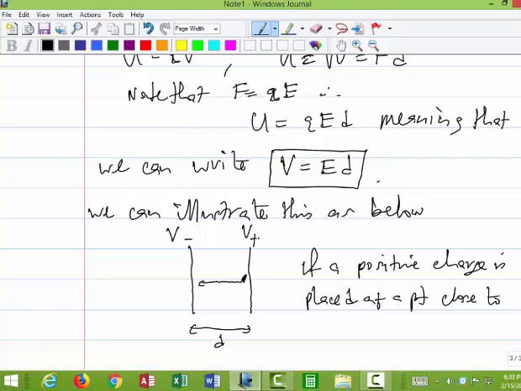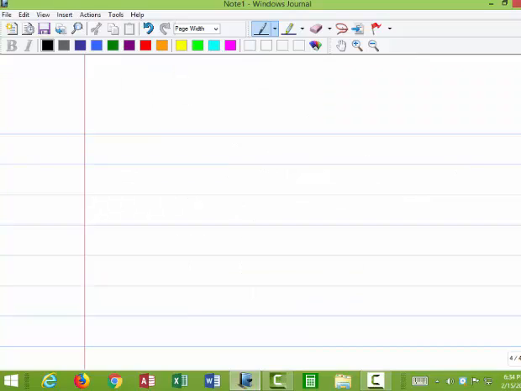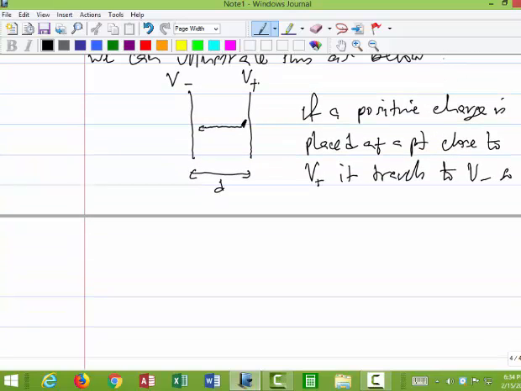So we can say that if a positive charge is placed at a point close to V plus, it travels to V minus, so it loses potential energy. So it's basically like if you take an object and you drop it in the gravitational field. If you drop it from a high point, as it's going down, it's losing gravitational energy. The same way, if I take something and I put it next to the positive terminal, it's going to fall towards the negative, so it loses potential, electrical potential energy. So you can say its potential energy decreases.